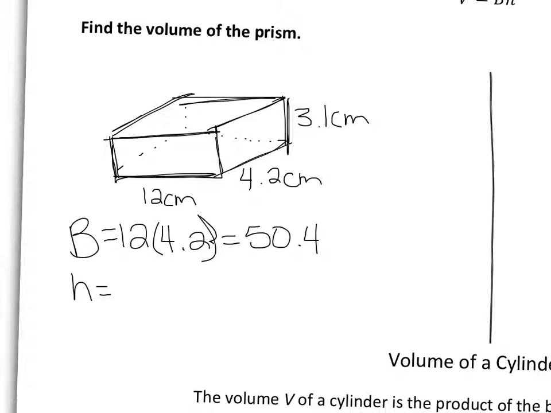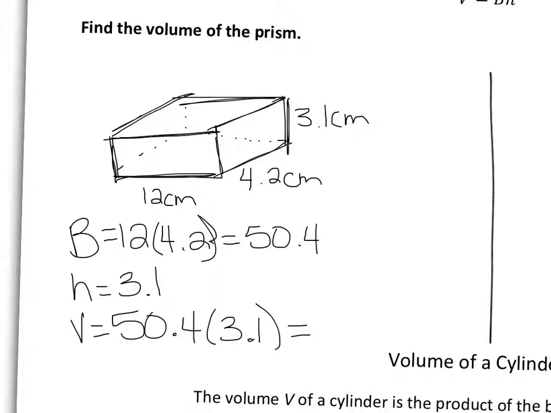Okay, then I need to find the height. Now, if we establish that my prism is sitting on my base, it's really easy to find the height. You're just asking how tall is it? So how tall is this prism? 3.1 centimeters. Once you find the area of your base, once you find the height, to find the volume you're going to multiply them together. So I'm going to take 50.4 times 3.1, which gives me a volume of what?